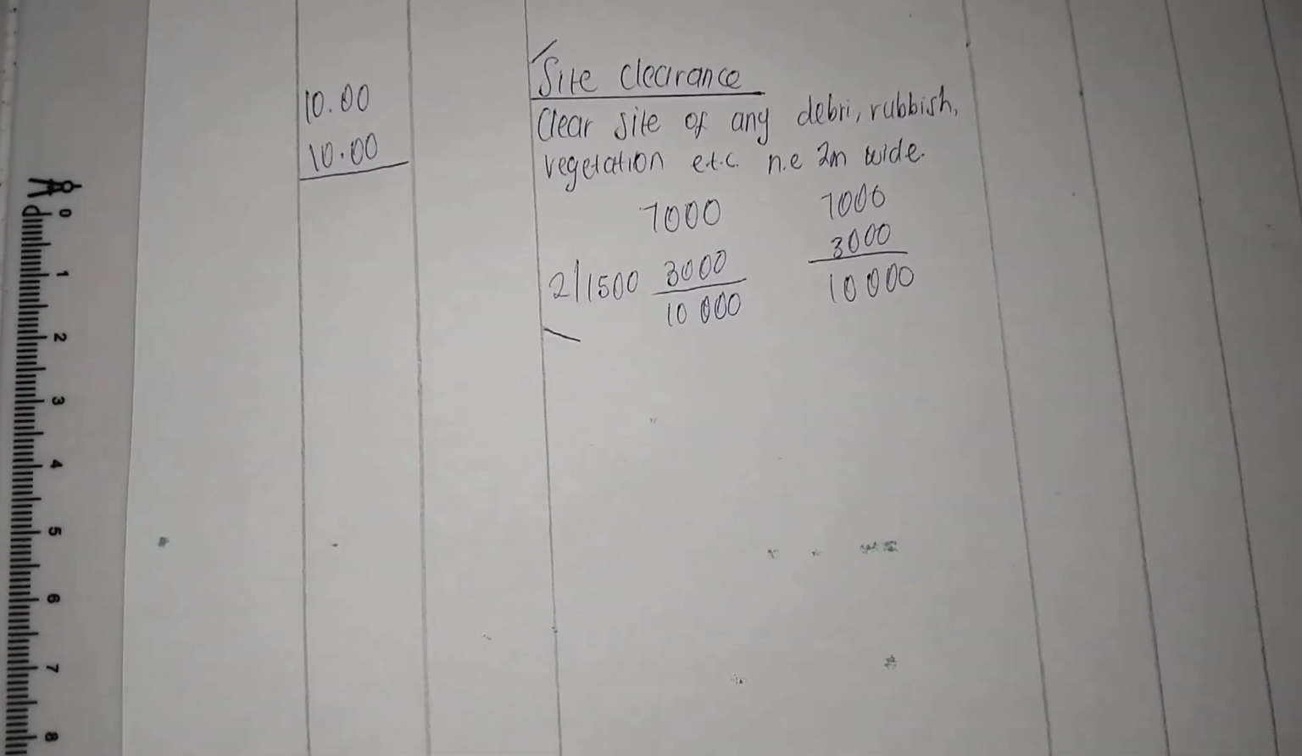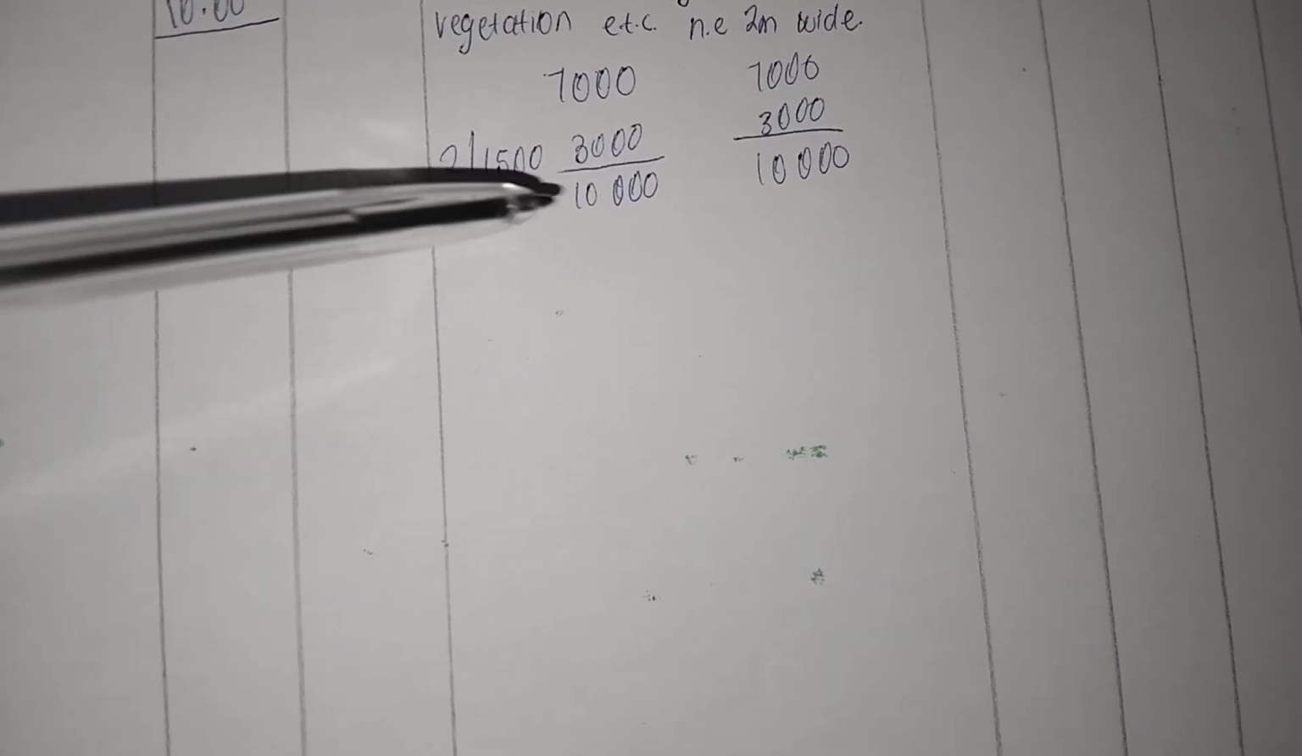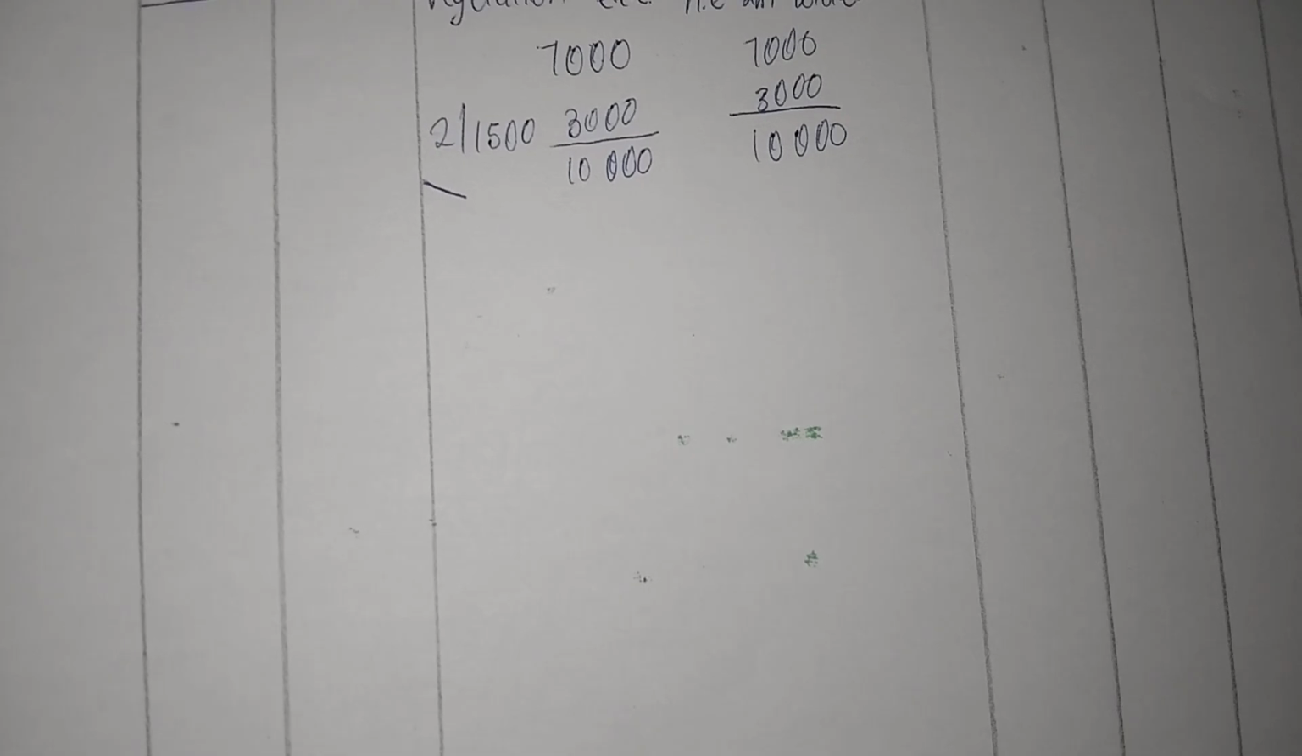Length, width, yes, length, breadth. So if it was 7,000 by 4,000, you're going to start with the length of 7,000 plus 3,000, and then come to the 4,000 and add 3,000. Does it make sense?